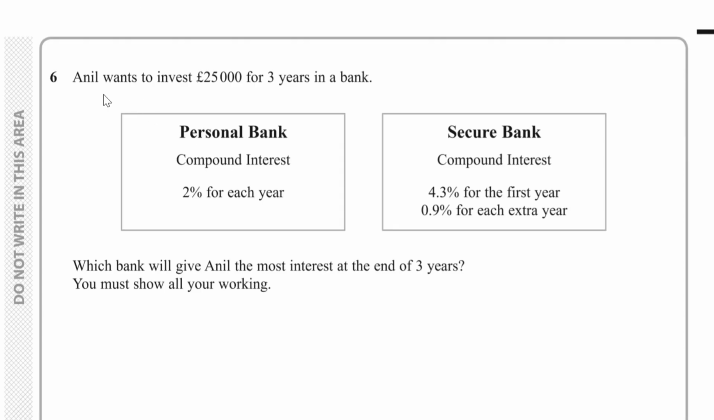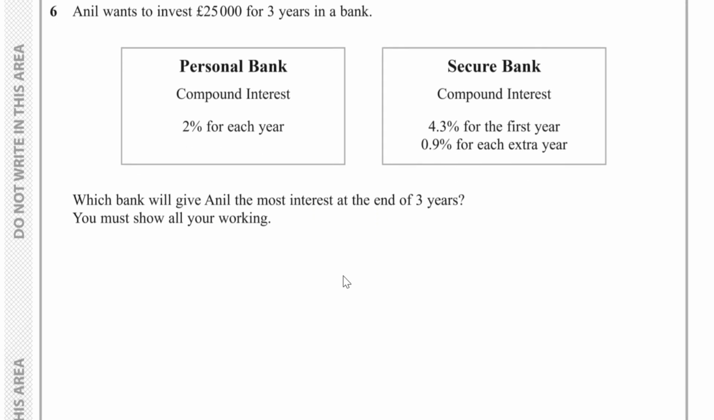Question number 6. Anil wants to invest £25,000 for 3 years in a bank. There's two types of bank. Personal bank, compound interest is at 2% for each year. Secure bank, compound interest is 4.3% for the first year and 0.9% for each extra year. Which bank will give Anil the most interest at the end of the 3 years?